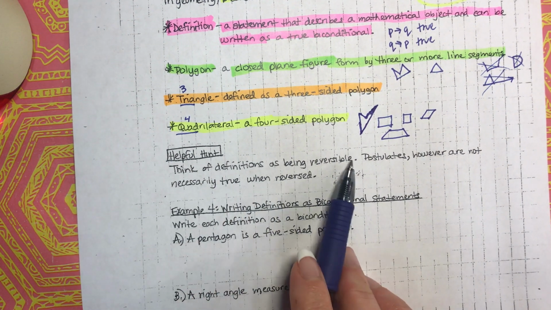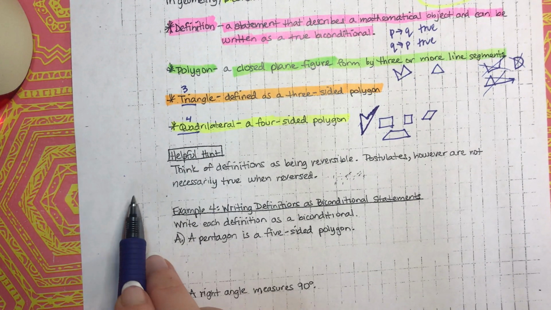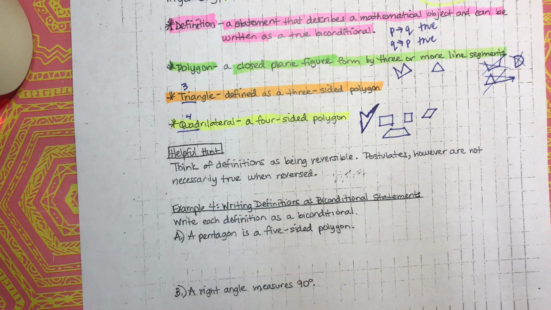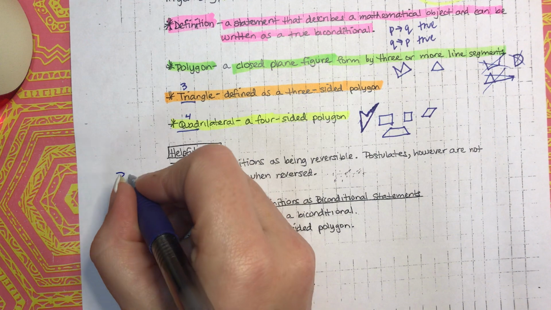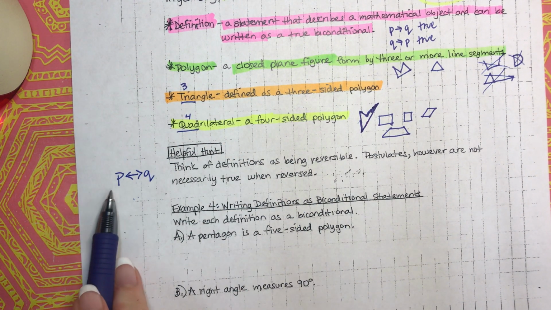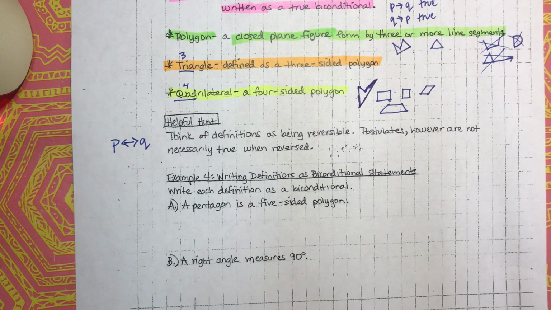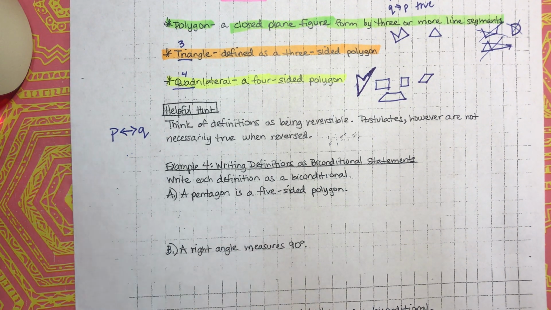So definitions, they can be reversible. You can say the first part and then the second part, or you can say the second part and then the first part. So it's kind of like that biconditional where it's that double arrow, right? Where they're both true. The conditional is true and the converse is true. So that is the reverse part of it. So let's look at example 4.